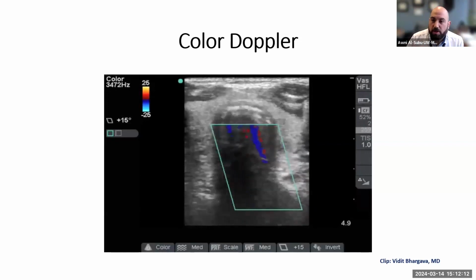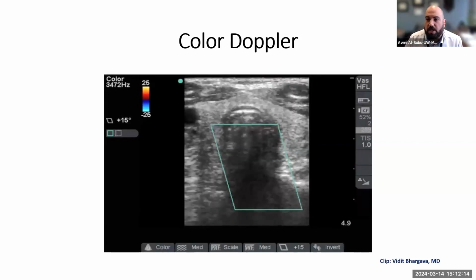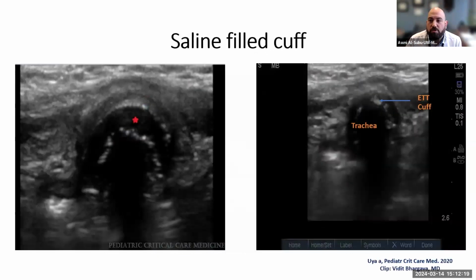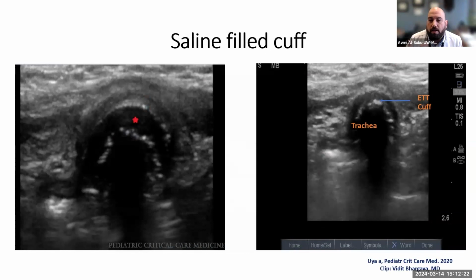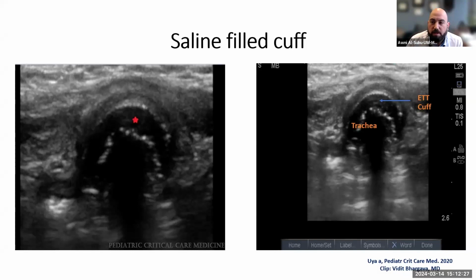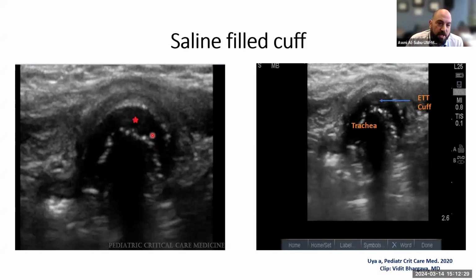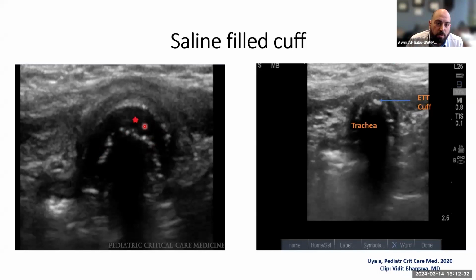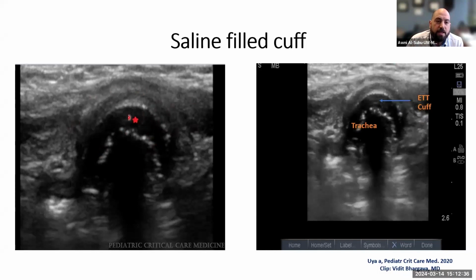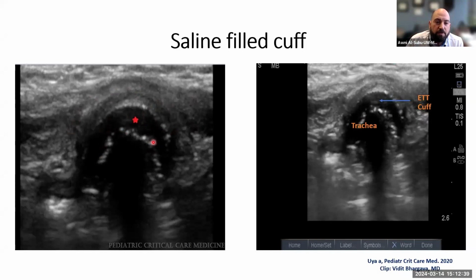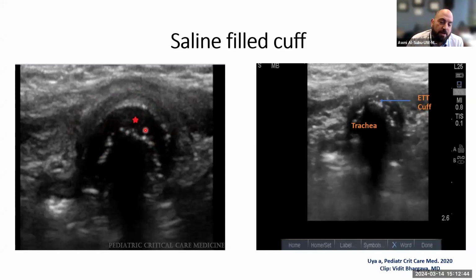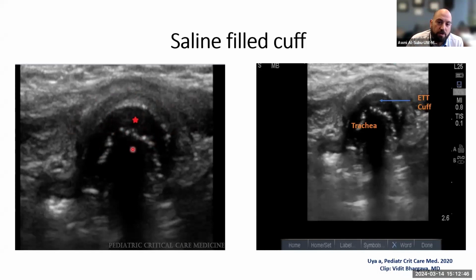Now people continue to look at tricks. Okay, we did the grayscale ultrasound, we did the color Doppler, is there something else? And people tried airway imaging while filling the cuff with fluid instead of air. You can see on the left side here a static ultrasound image where here's the tracheal cartilage, and you can see the cuff here is filled with saline. So it's an anechoic, or black, area anterior to the trachea.